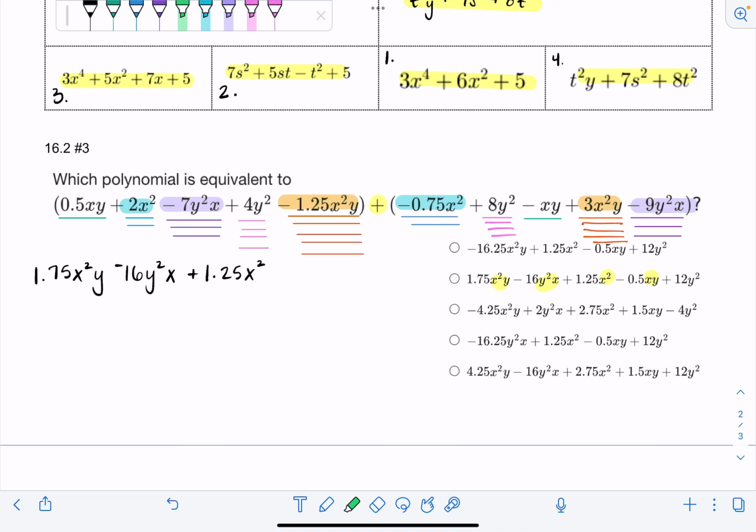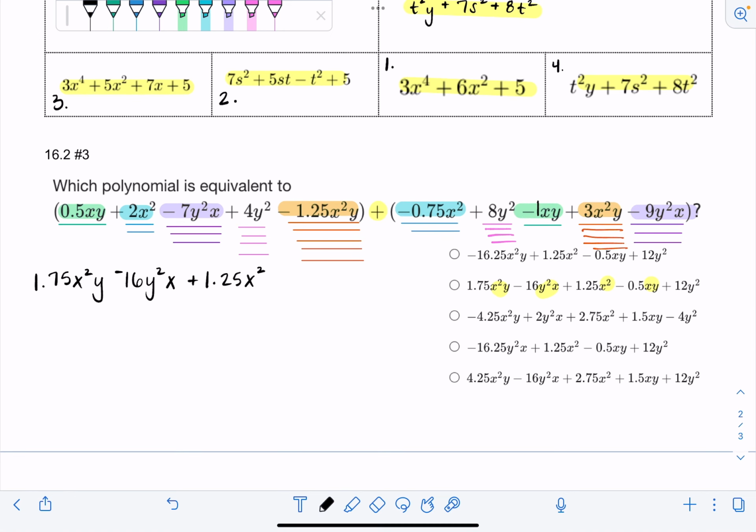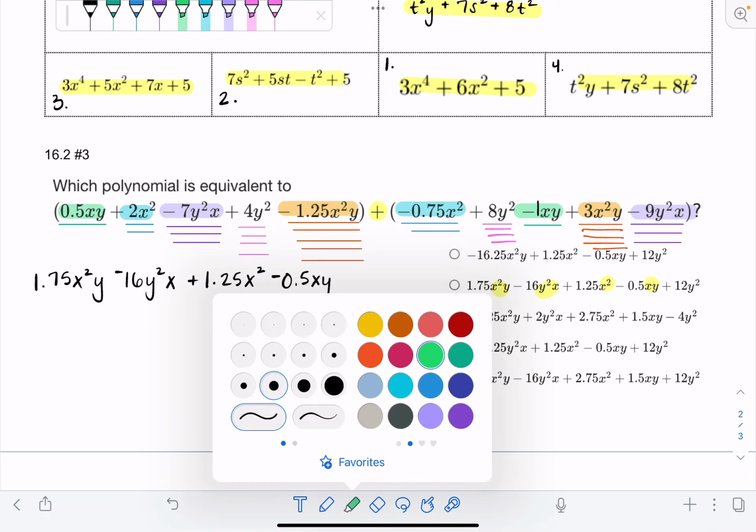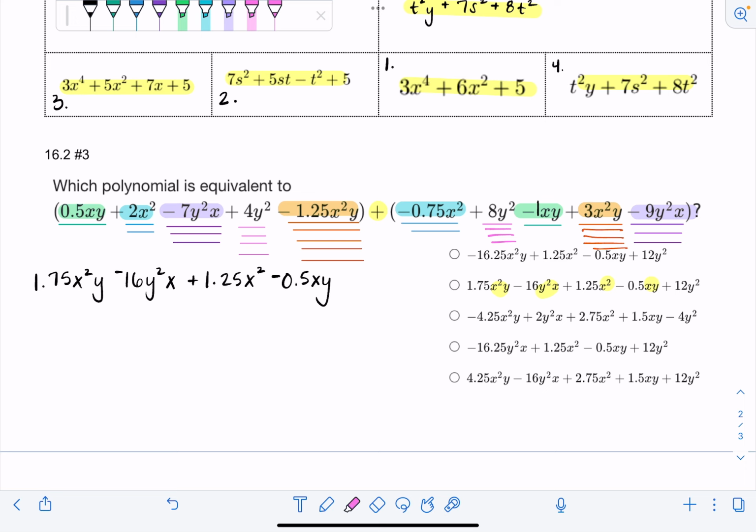And then next in that order of variables is xy, so I'll do my xy's next. And then I have a 0.5xy and a -xy, which means -1. So I would do 0.5 plus -1, which is -0.5. And then the xy stays the same, so that's okay so far. And then the last one that we have left is the 4y squared plus 8y squared. I guess they saved the easiest part for last, but if we do 4 plus 8, that's 12. And then the y squared stays the same. So cool, it ended up matching up exactly the same as that answer.